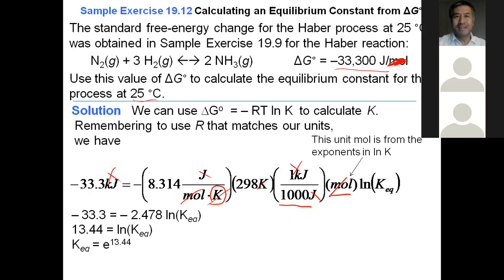Next you take the exponential function, so K_eq equals e to the power 13.44. You get 6.87 times 10 to the 5. That's how you solve some of those questions. If I give you delta G, it's better to do it this way to understand where the units come out. The textbook will probably give you a slightly different approach, but I prefer this.